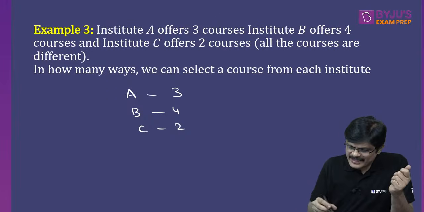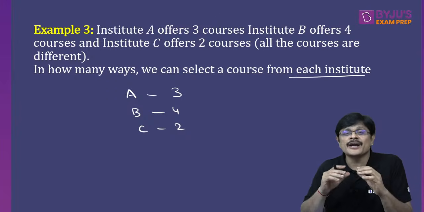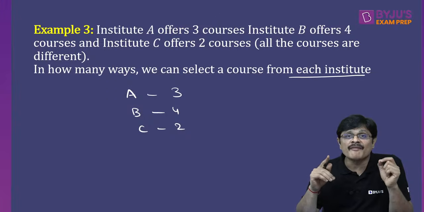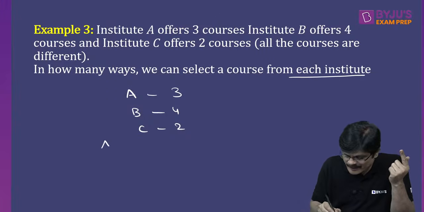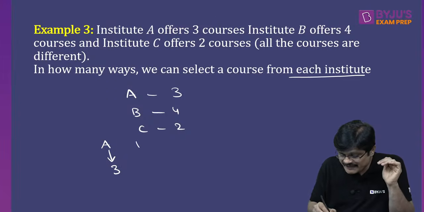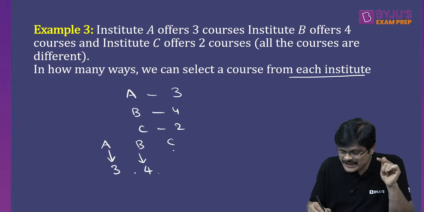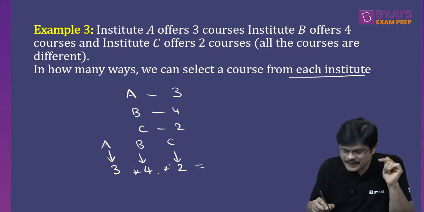Okay. See, here he is asking the number of ways to select a course from each institute. It is not the number of ways you can select a course, but the number of ways we can select a course from each institute. That is, from institute A, how many ways can you select a course? 3 ways. For each of these 3 ways, we can select a course from institute B in 4 ways. For each of these, we can select a course from institute C in 2 ways. So the number of ways is given by 3 into 4 into 2. So the answer is 3 into 4, 12, 12 twos 24, my dear friends.